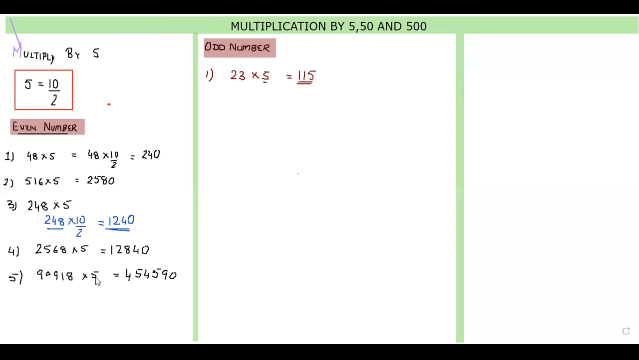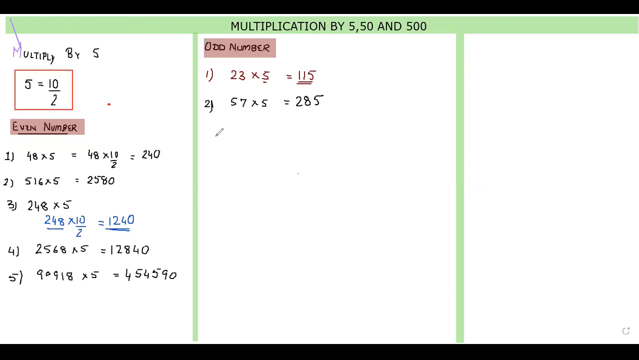Again, some more examples. Again, I will repeat what you have to do. Say the number is 57 and you have to multiply it by 5. Consider 5 as 10 upon 2. Divide 57 by 2. 2 times 2 is 4, 17, 8 times 2 is 16, 1 remainder. If the remainder is 1, put 5 at the end.